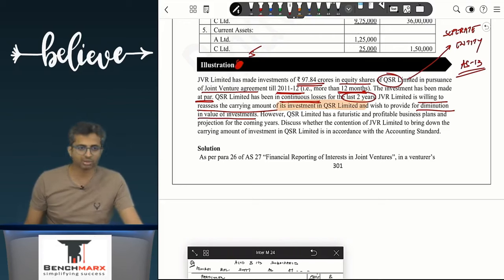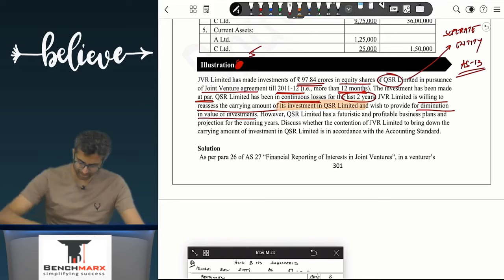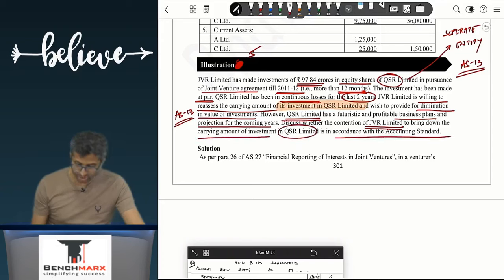Yes or no? So, I am reassessing the carrying value of my investment and wish to provide for diminution in value. Okay, so this is probably AS-13. However, QSR Limited has a futuristic and profitable business plan. Achha, so in the future I think there will be profit. And the projection for the coming years: discuss whether the contention of JVR to bring down the carrying value of investment in QSR is in accordance with the accounting standard.